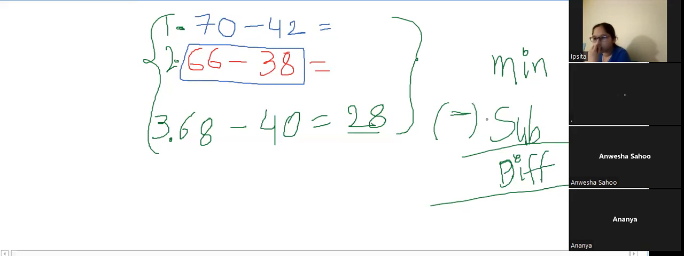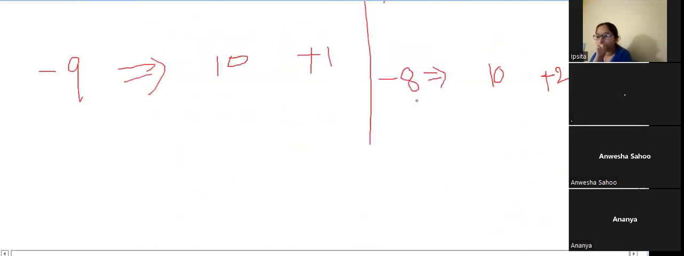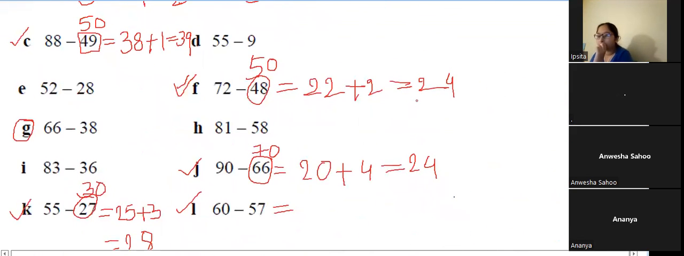Okay, so keep this point in mind. What is the point? Always in subtractions, if the subtrahend is a multiple of 10, then the subtraction will be easy. If the subtrahend is a multiple of 10, then the subtraction will be easy. Okay, now coming to the questions with this concept.